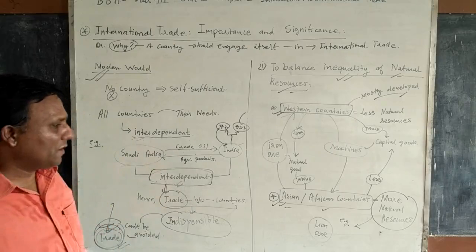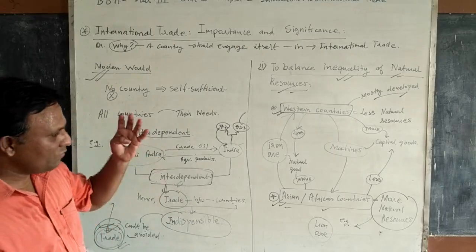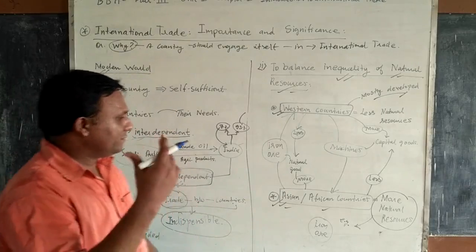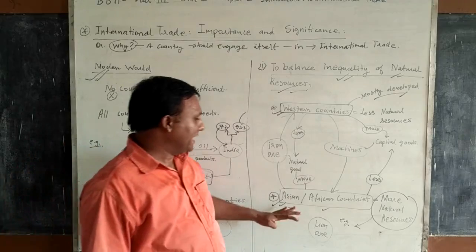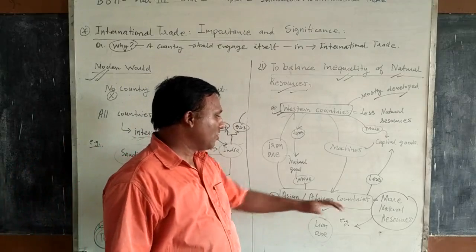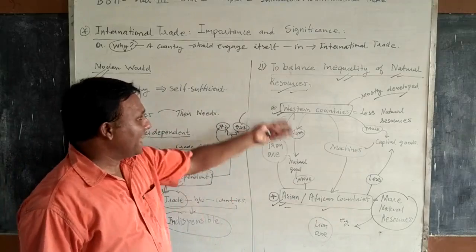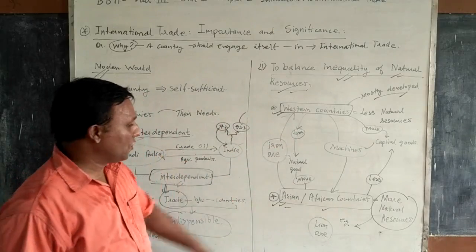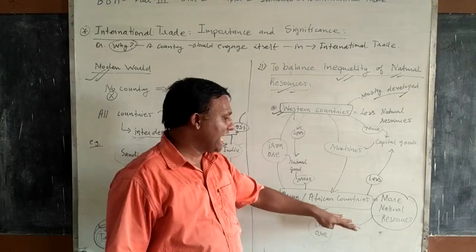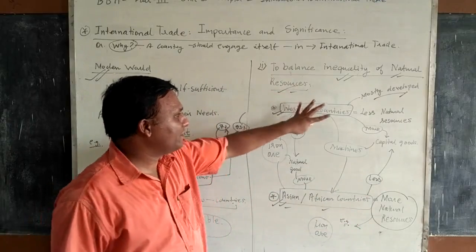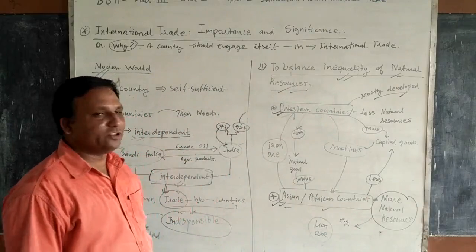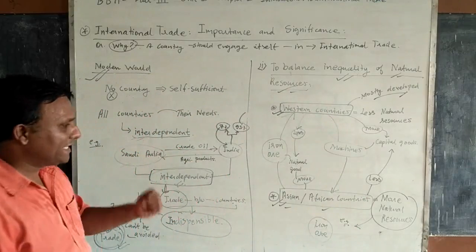The endowment or possession of natural resources is comparatively more in African and Asian economies or countries than Western countries. So Asian and African countries have more natural resources, while Western countries, developed economies, have fewer natural resources. Okay? Now what is happening?